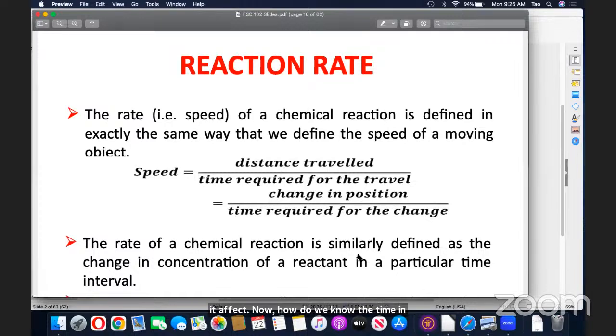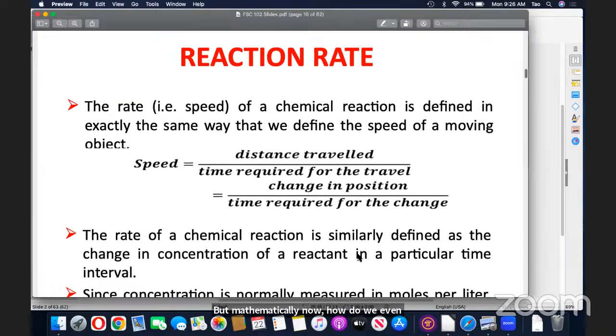We already spoke about chemical kinetics, the relationship with rate of reaction. What does rate of reaction mean? What are those factors that affect rate of reaction? But mathematically now, how do we even determine rate of reaction? Because essentially that's the first important thing that we really need to learn, apart from the introduction that we went through.